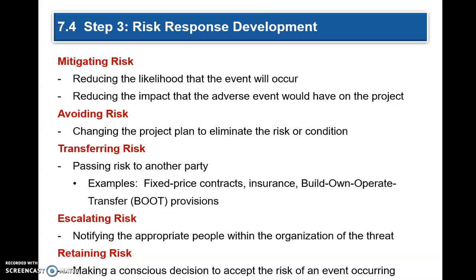And the last one is making a conscious decision to accept the risk. So there are some risks that you cannot avoid. It is going to happen. You have to make a decision to accept that risk and move on, and make sure that you do the project to your maximum effort to mitigate any kind of risk happening later on.